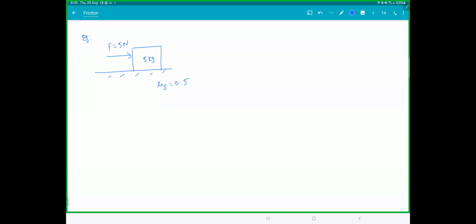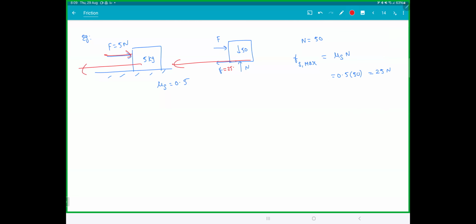Step 1, draw the FBD. Same story. Normal reaction, this will be 50 newtons. Friction will be backward because you're applying force F. So N is equal to 50. Now what is F static max? The formula is mu S into N, which is 0.5 into 50, that means 25 newtons. Now just think logically. If friction applies 25 newtons, what will happen? The block will go back, right? Doesn't it look weird? I'm applying force in the front direction, the block is going backward. If friction gives 25 newtons, the maximum value, the block will start going back.